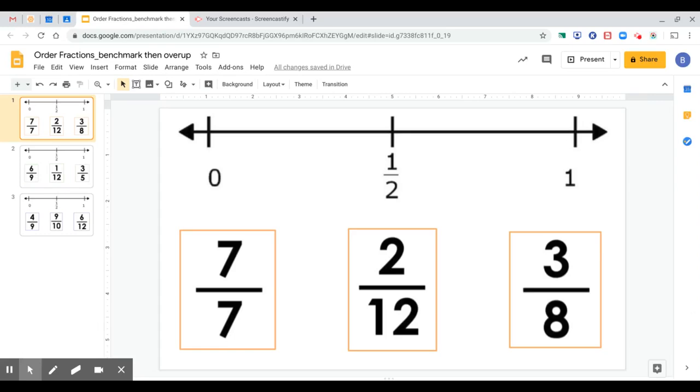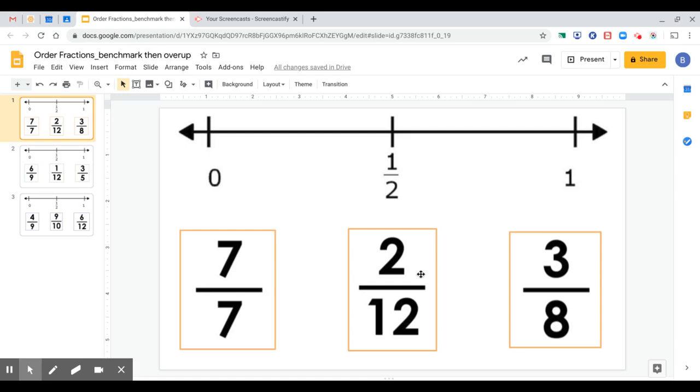Hi, math students. Today I'm going to show you how to use benchmarking and the over and up method to compare and order fractions. So if you see on the screen at the top, we have our benchmarking number line. We have 0, 1/2, and 1. And then we have three fractions that we're going to compare and try to put them in order from smallest to largest.